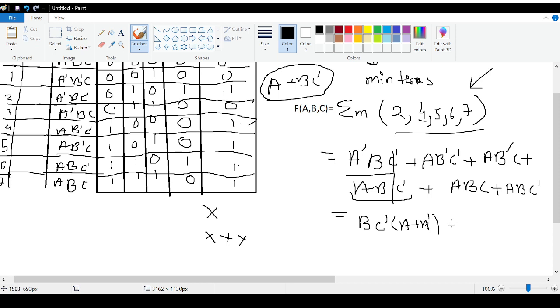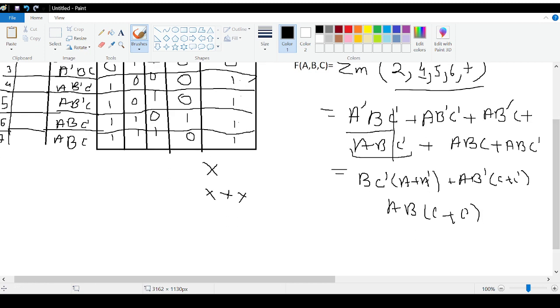A B bar. Right, if I take A B bar as common, then what do I get? C plus C bar. And for the last part, if I take AB as common, then I get C plus C bar. Okay, oh, so you introduced a new term at the end. Yeah. Okay, got it.